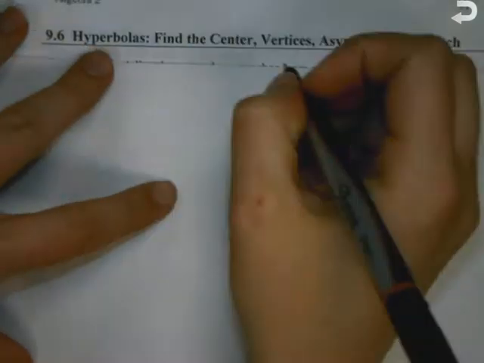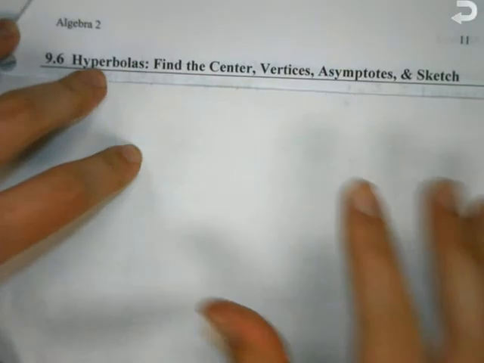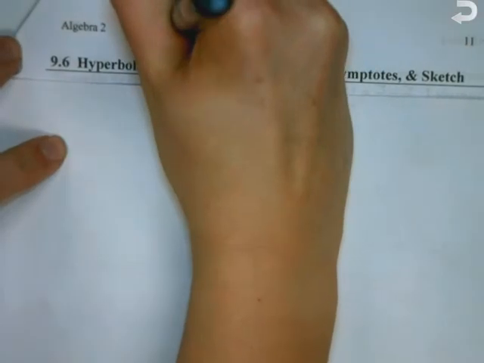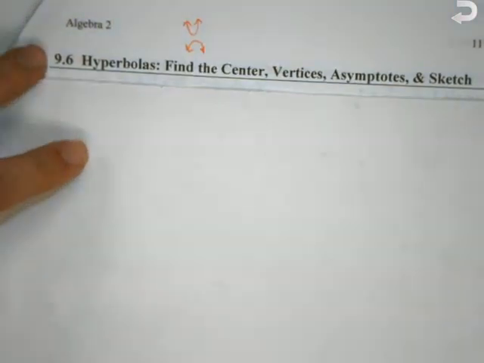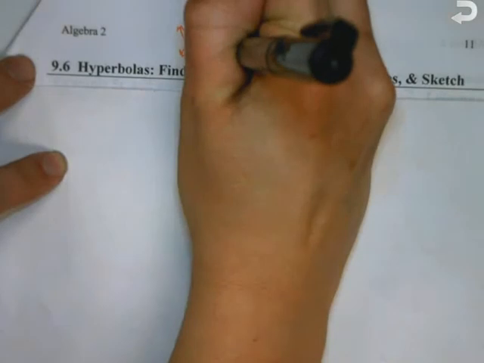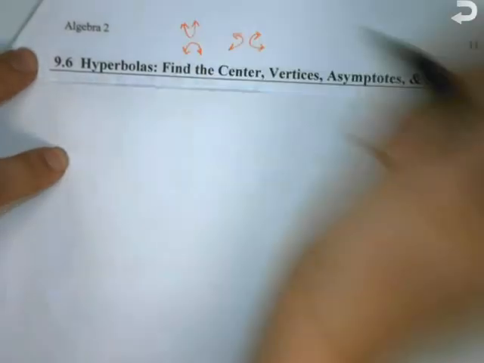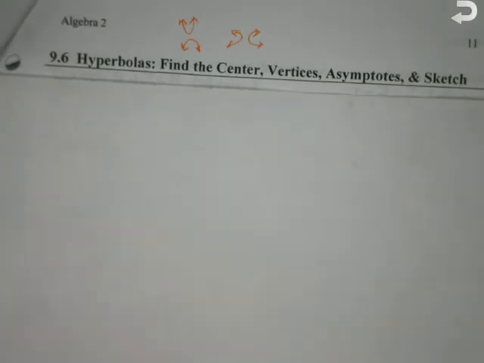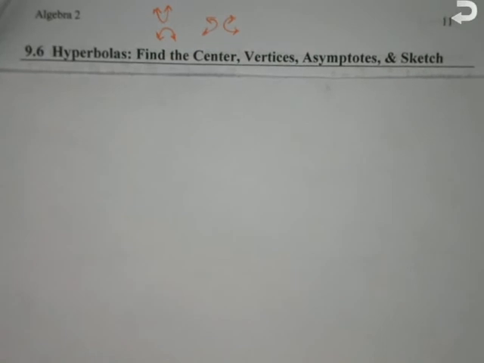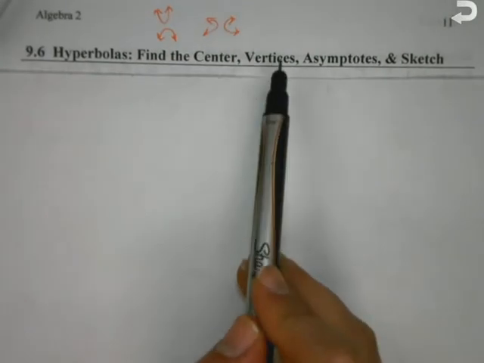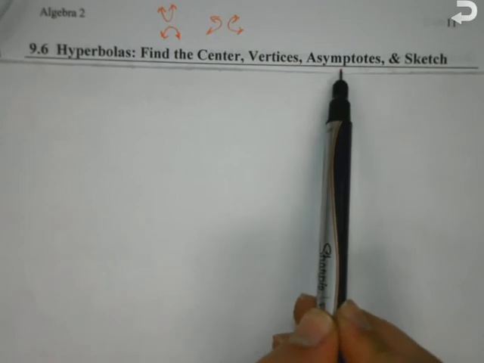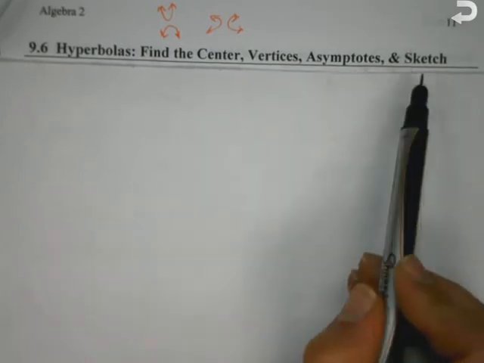A hyperbola has two parabolas, either one going up and one going down, they go together, or one going left and one going right. So the hyperbola is two parabolas mirroring each other. Today we are going to be looking at finding the center and vertices. We're going to learn about a new term called an asymptote, and then we're going to sketch the hyperbolas.